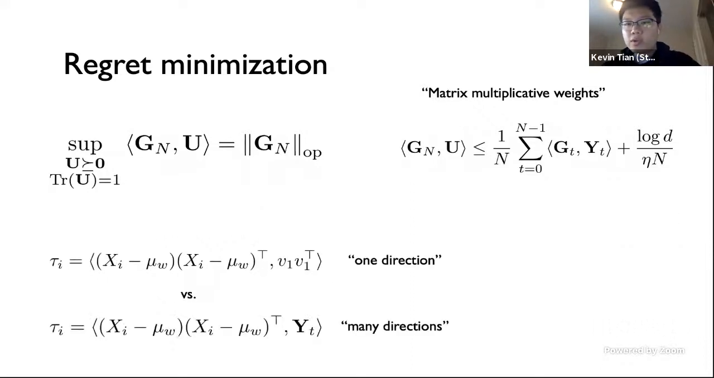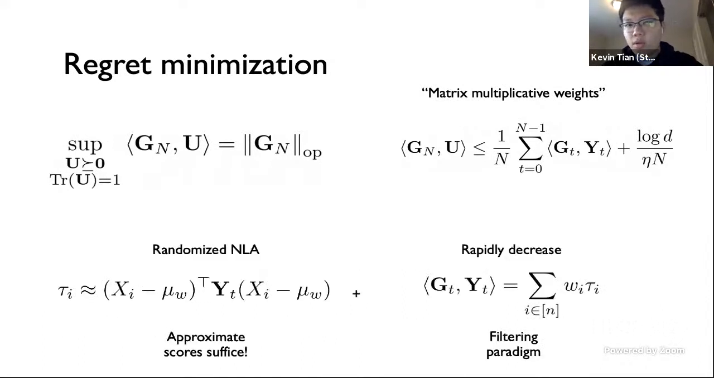Okay, so roughly our scores used to be trace products with a tensored top eigenvector of G_t. And matrix multiplicative weights suggest that we instead use trace products through this Y_t instead, which ends up being some kind of smoothed version of a top eigenvector that can capture multiple directions at once. And by using filtering to decrease these inner products with Y_t and fast numerical linear algebra to compute approximate scores, we're also in great shape to decrease the regret bound's right-hand side.